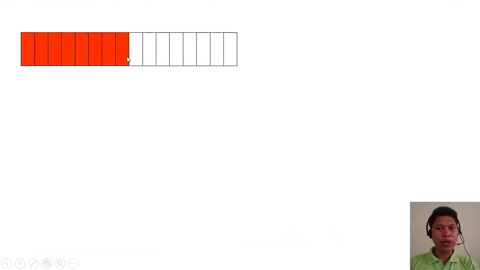Simulan na natin. Look at the fractions that I'll be showing to you this time. Tingnan natin, we have 1, 2, 3, 4, 5, 6, 7, 8, 9, 10, 11, 12, 13, 14, 15, 16. So 8 out of 16 parts. So we can say that this is 8/16.